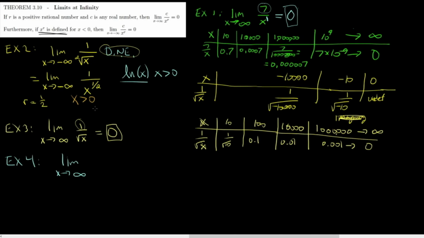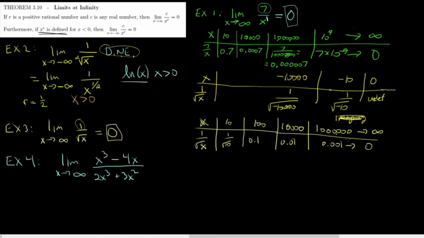So yeah, we want to make it a little more challenging here. How about x cubed minus 4x all over 2x cubed plus 3x squared. Okay, so way more complicated than, you know, 7 over x or 1 over square root of x. But it is a rational expression, right? It is a rational function. And so we should be able to figure out the limit.